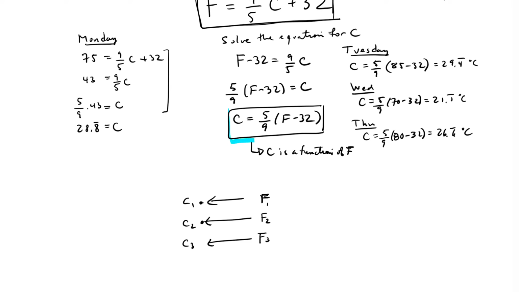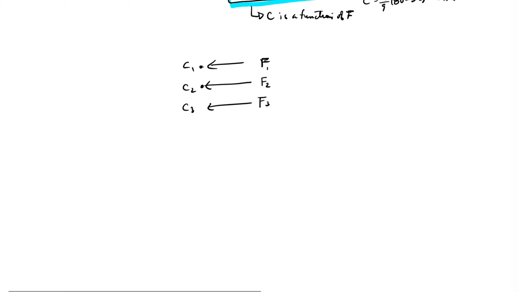We've got C is a function of F. So by solving for C, we've reversed the direction of the arrows. And that's basically the inverse function of the initial function we had before. So using this diagram, let's take another look at our problem.